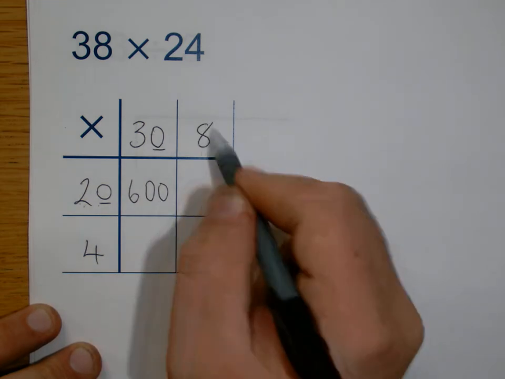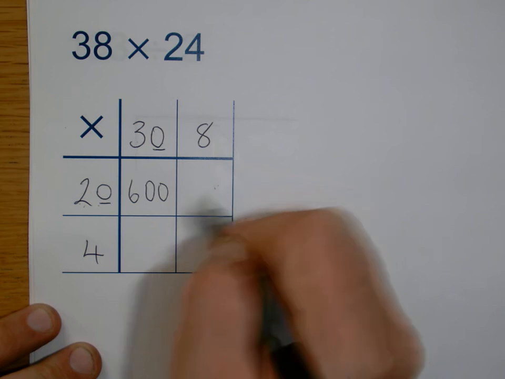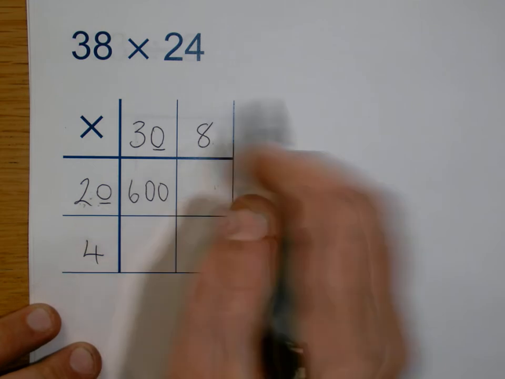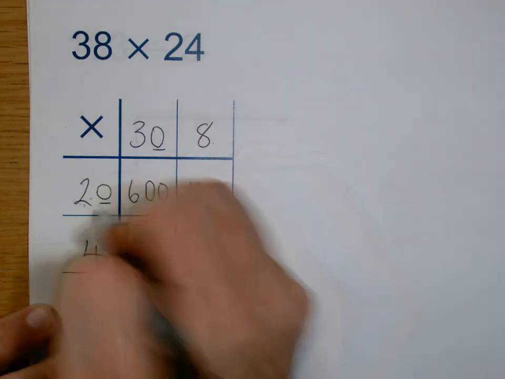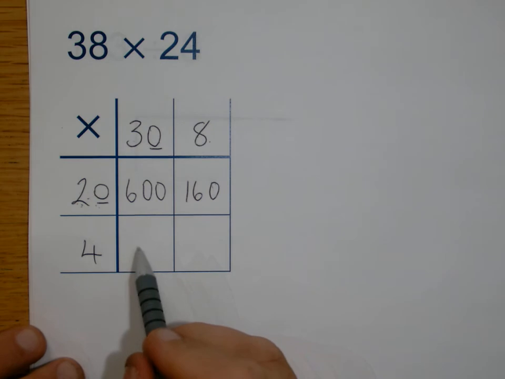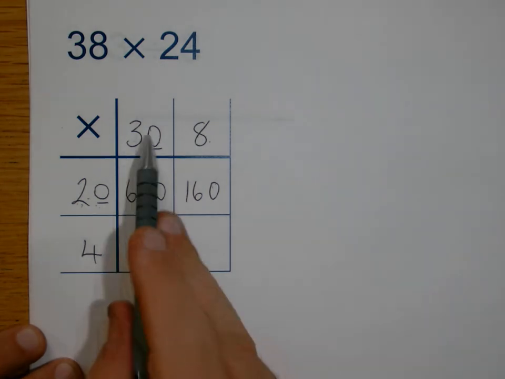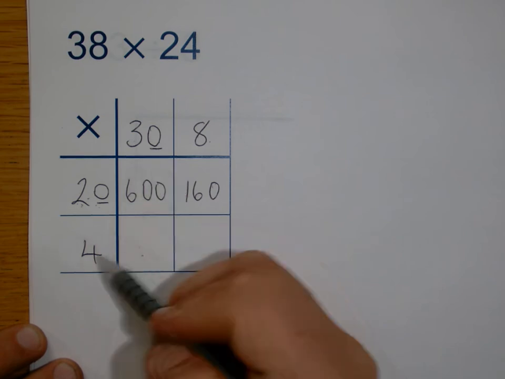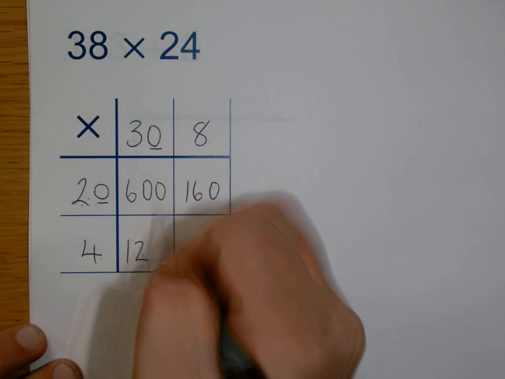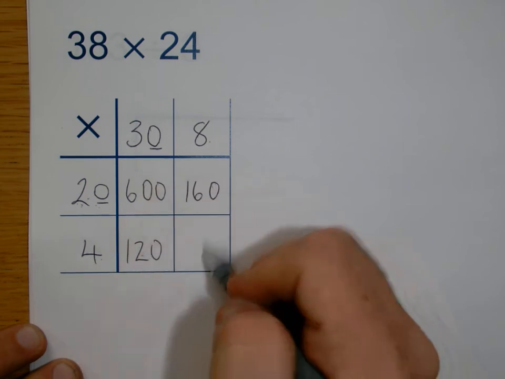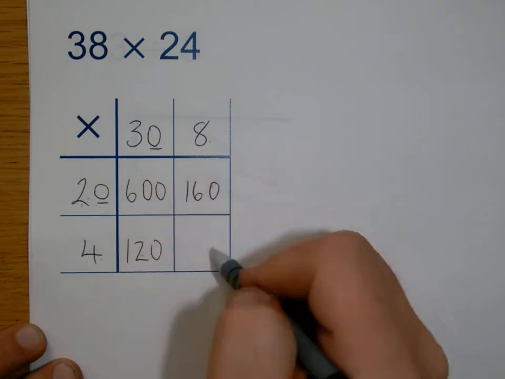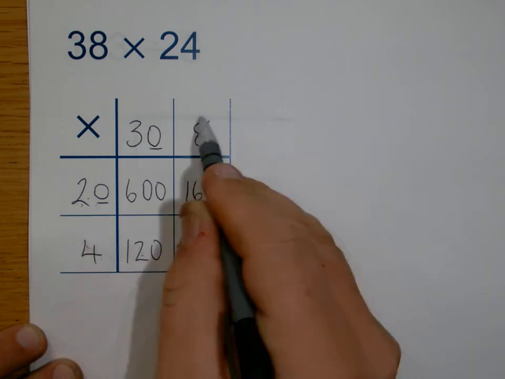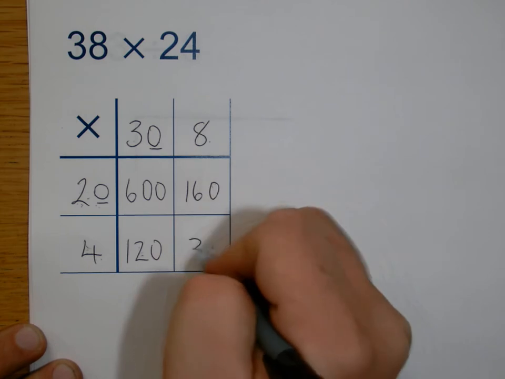In this cell here, you've got 8 above and you've got 20 to the left, so 20 times 8. Well, 2 times 8 is 16, and add the 0. In this cell, you've got 4 to the left, 30 on the top, so 4 times 30. Well, 4 times 3 is 12 and add the 0. And finally, for this cell, you've got 8 above, 4 to the very left, so it'll be 4 times 8, and 4 times 8 is 32.